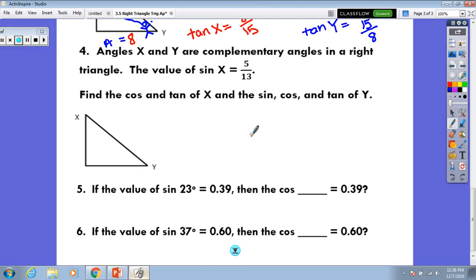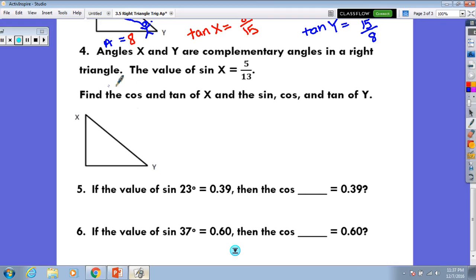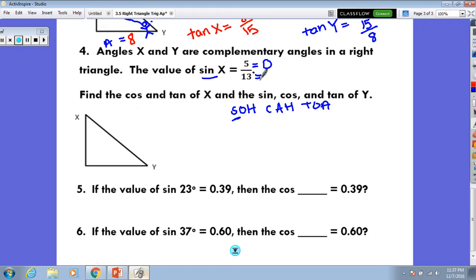Just stick with me. So angles x and y are complementary in a right triangle. The value of the sine of x equals 5 over 13. Now we know SOH CAH TOA. So since they said sine, we're looking at this one. And that means that 5 represents the opposite and 13 represents the hypotenuse.